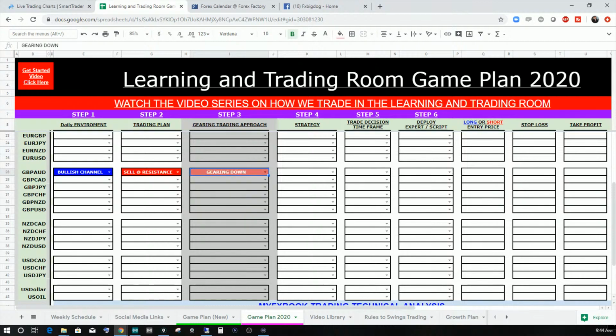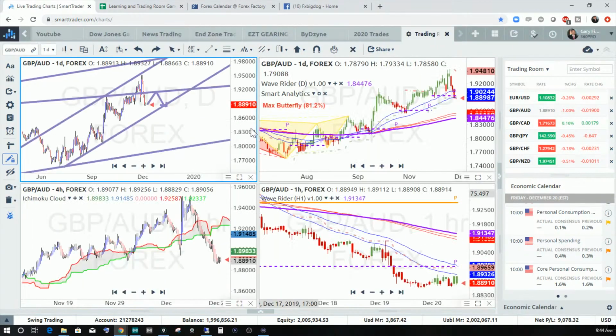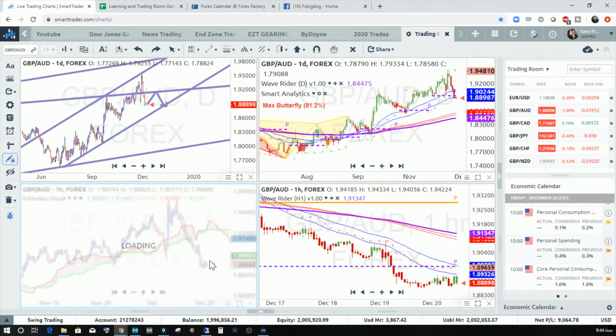I'm going to go ahead and say gear down. Now, what does gear down mean? Gear down means that I'm going to go down to my 1 hour time frame. And here's the 1 hour right here. I'm going to open it up.